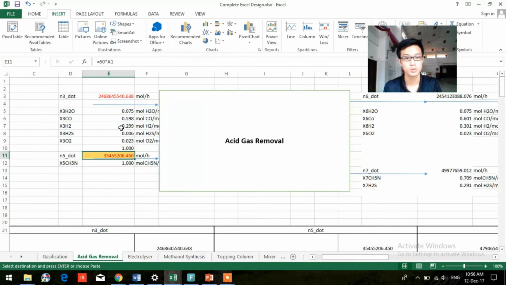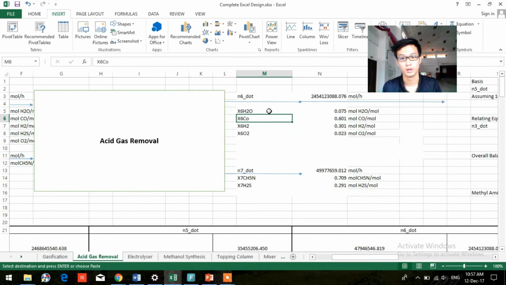In the acid gas remover, we have the stream from gasification, and also another stream from the stripper, which is our solvent. This block is to remove the unwanted products, like hydrogen sulfide, and to get the streams that we want, which are these four components.